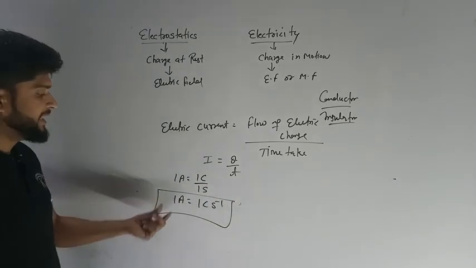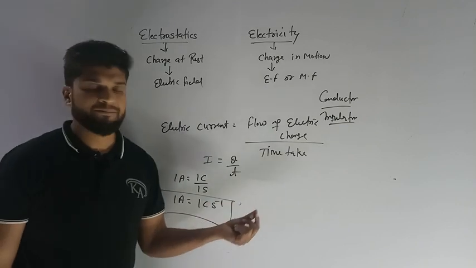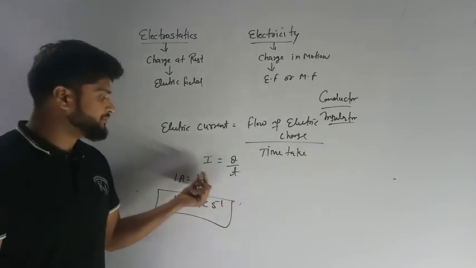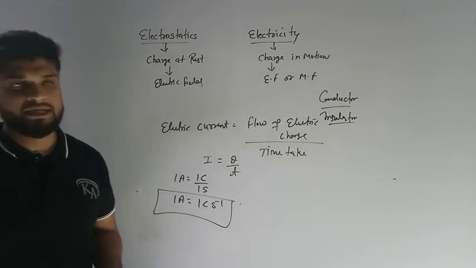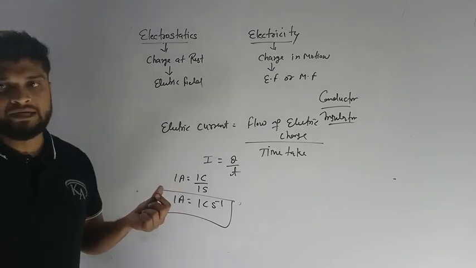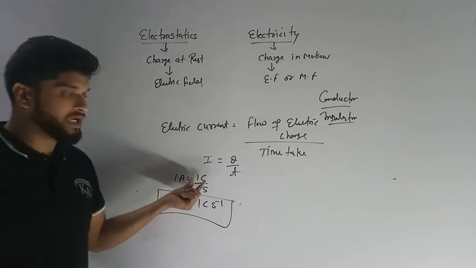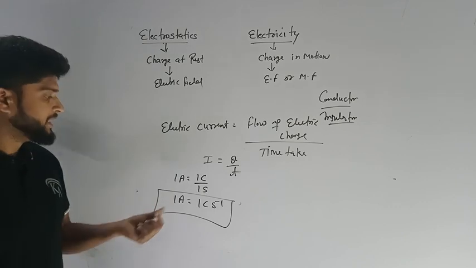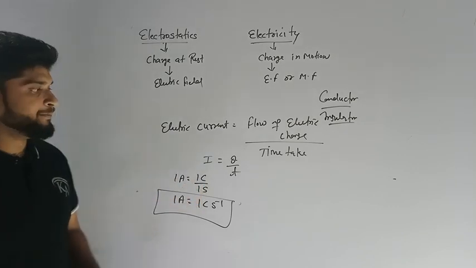Now we will define 1 ampere. When 1 coulomb of charge flows in 1 second, it is called 1 ampere current. The current in which 1 coulomb of charge flows in 1 second is called 1 ampere.